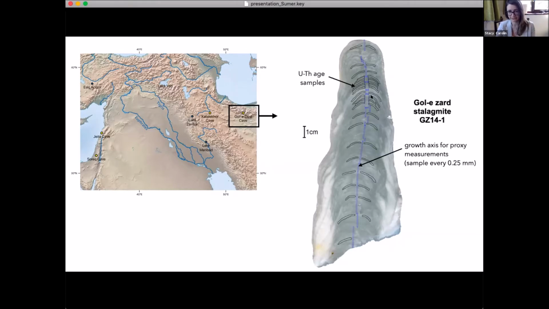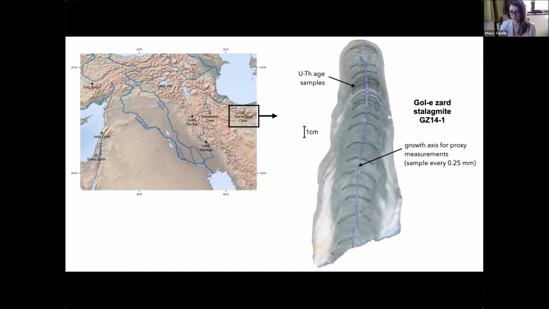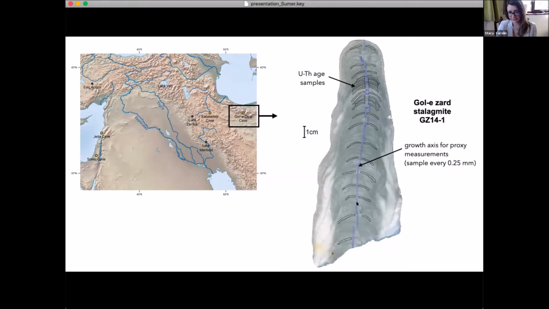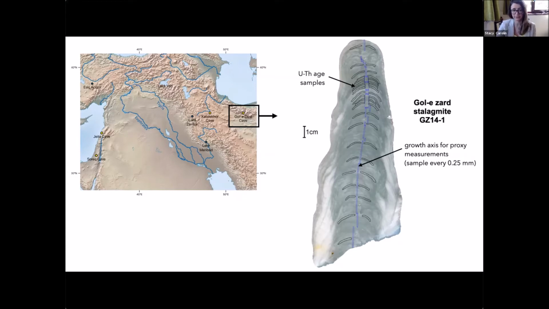And here you can see I've indicated the black lines where I've sampled age samples. So this is to measure uranium and thorium to get an age and growth rate of the stalagmite. And then down the center, we drill at very small intervals. So here I've sampled at 0.25 millimeters resolution, and those are where you'll measure different paleoclimate proxies for the y-axis of your record.